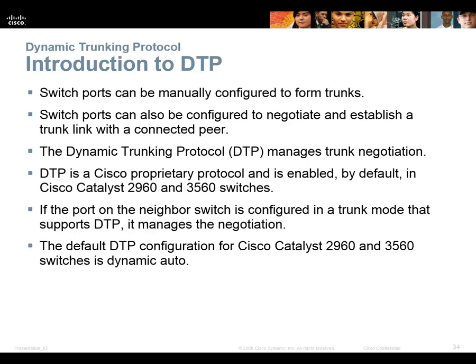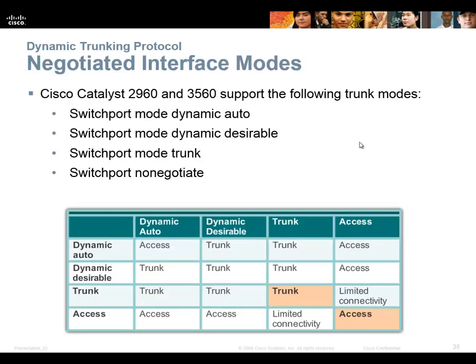If the port on the neighbor switch is configured in a trunk mode that supports DTP, then DTP will manage the negotiation for you automatically. This is actually a pretty great thing because it keeps you from needing to do a lot of setup. So the following trunk modes are available: switchport mode dynamic auto, dynamic desirable, trunk, and nonegotiate.